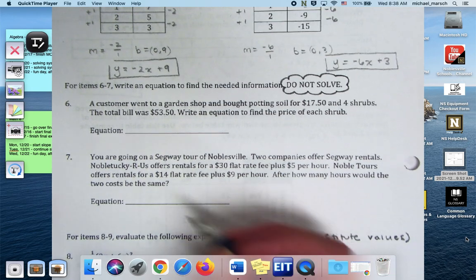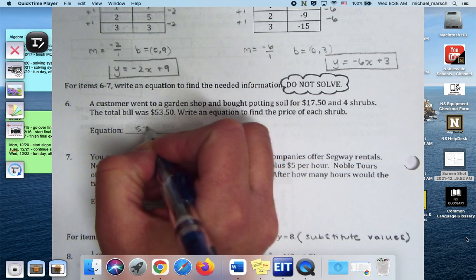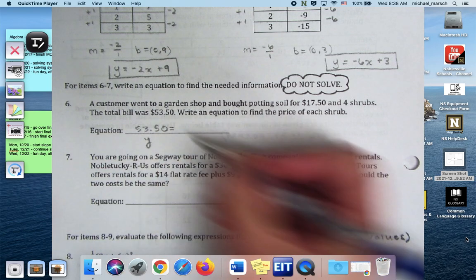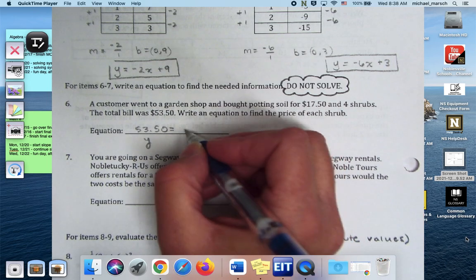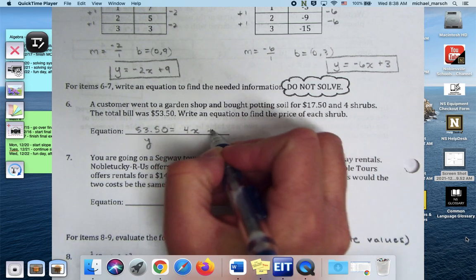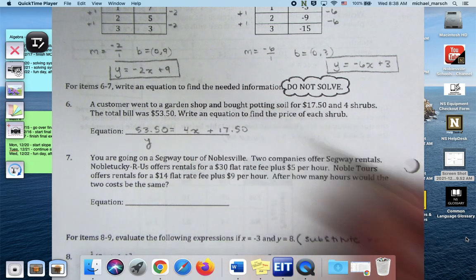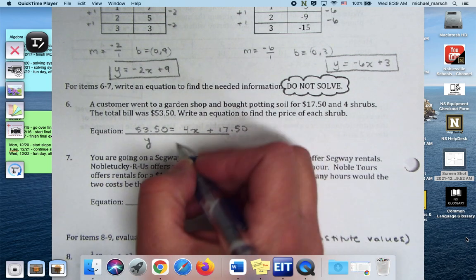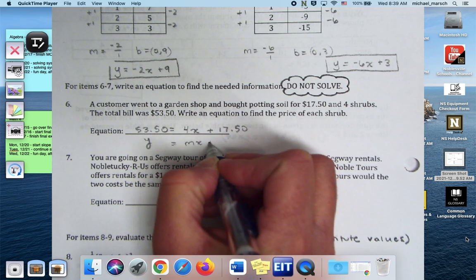So what we would get is 53.50, that's my y, equals, because we know the total, 4 shrubs, we don't know how much it cost, plus the potting soil. And you could have had the equals 53.50 over here, but this is the y equals mx plus b.